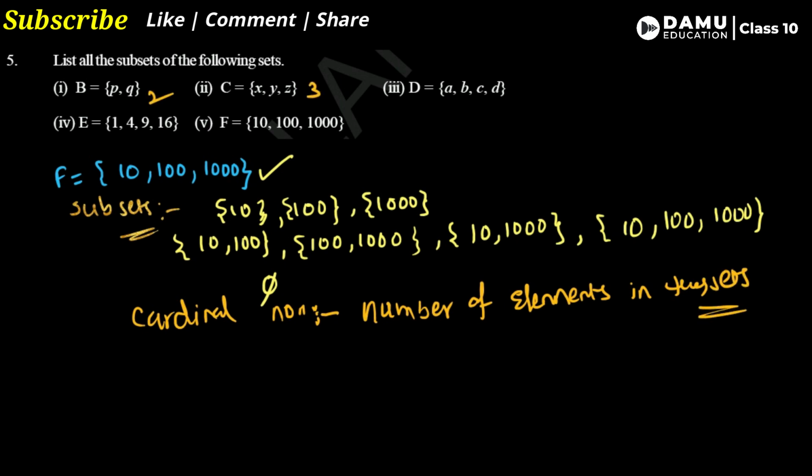So for this the cardinal number is 2, for this 3, for this 4, for this 3, for this 4. So these are the numbers of elements. Like this we need to find it.